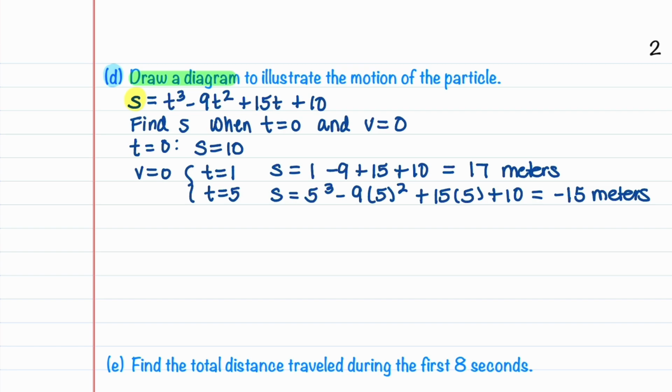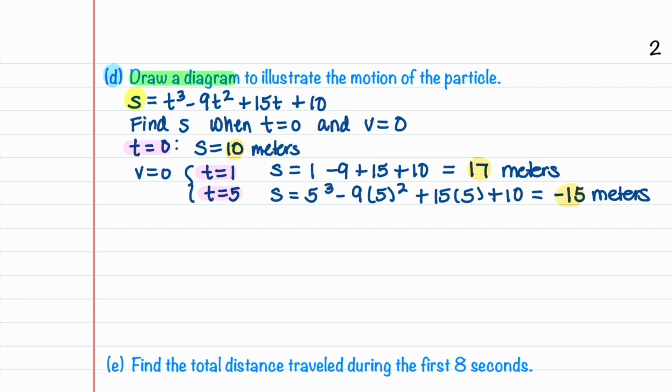Now we're going to go ahead and start our diagram. The time values that we're interested in are t is 0, t is 1, and t is 5. And then the position values are 10. And I just realized I did not put meters there, so I'm going to put in meters. And then we have 17 and minus 15.